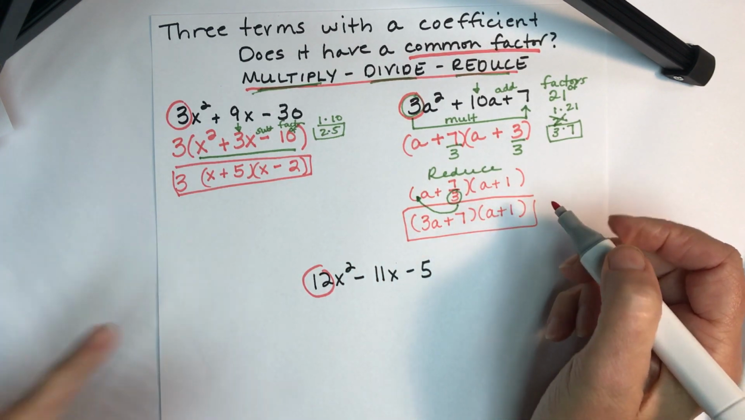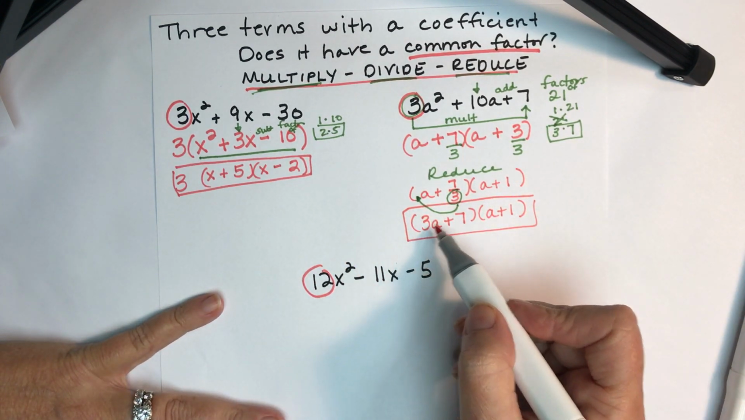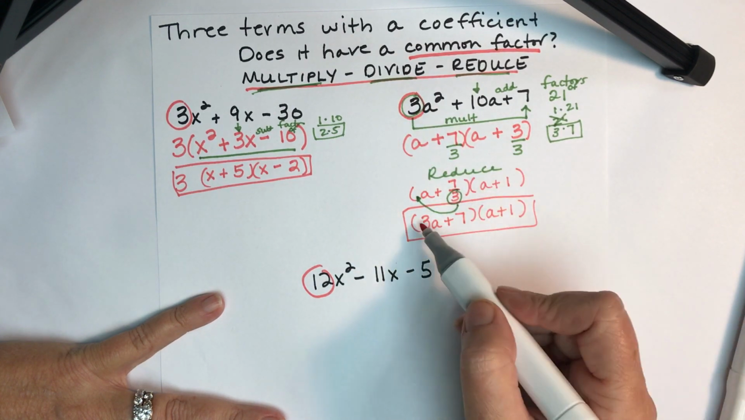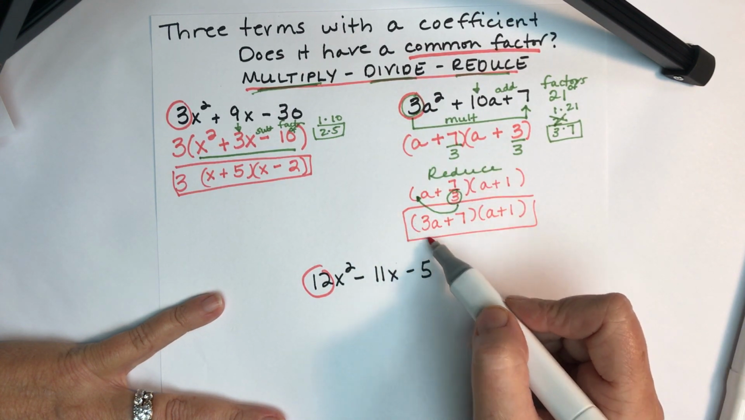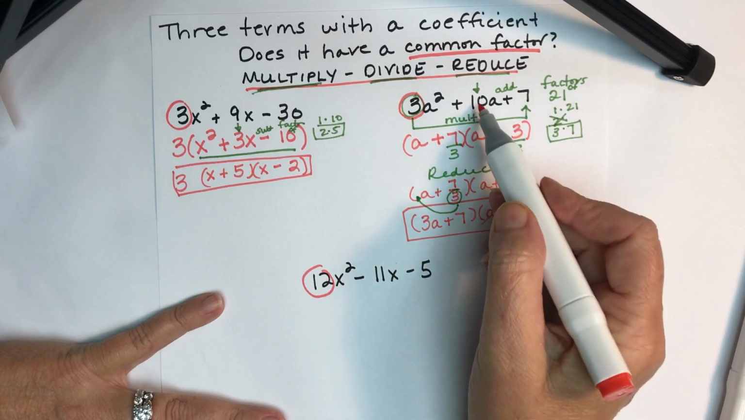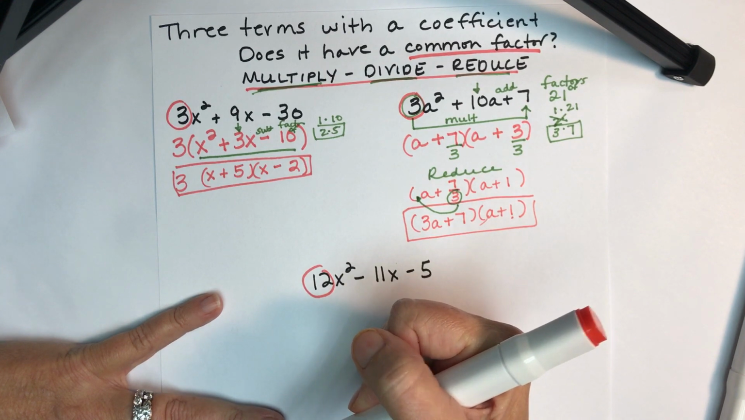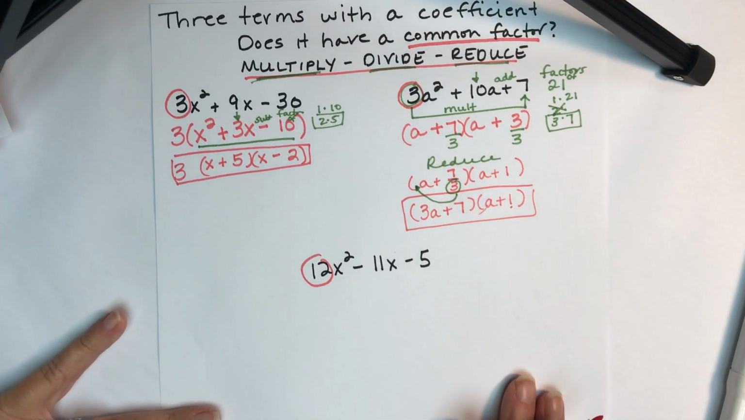But remember to always check by multiplying it back out. Does 3a times a equal 3a squared? Yes. Does the outside plus the inside, 3a plus 7a is 10a, and then 7 times 1 is 7. Yes. So that's the correct answer.